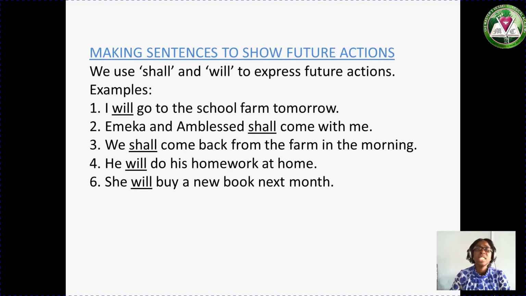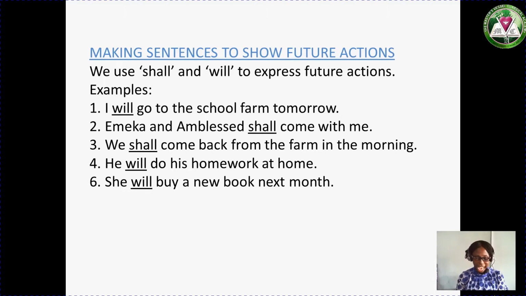Shall and will. Now, let's talk about shall and will. Yes, because I know that some people will be asking me, my auntie, tell me now, when will I be using shall? When am I supposed to use will? Yes. Remember, I said that they are modal auxiliaries. Let me explain what I meant by that. Modal verb. They are modal verbs, not modal auxiliary, please.